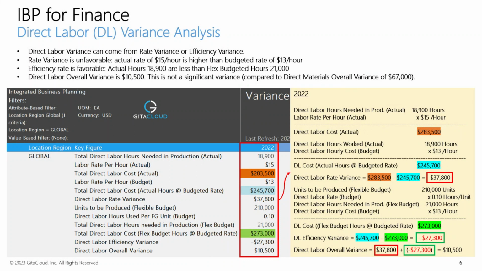Let's focus next on direct labor variances. These can come from rate variance or efficiency variance. Rate variance comes from paying higher or lower hourly rates than budgeted. Efficiency variance comes from needing higher or lower labor hours than budgeted. In this example, rate variance is unfavorable. Actual rate of $15 per hour is higher than budgeted rate of $13 per hour. Efficiency variance is favorable. Actual hours are 18,900 versus 21,000 budgeted hours.